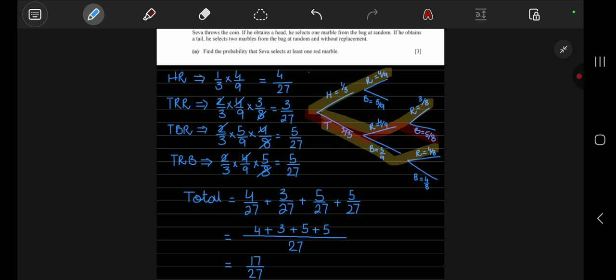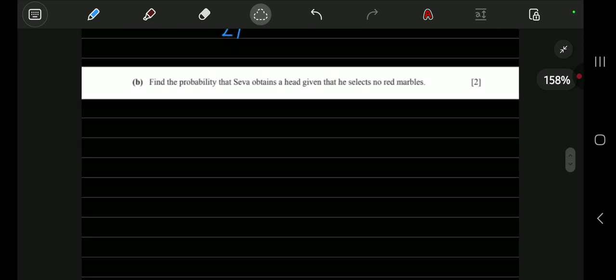Okay, now let's move on to the next part. Find the probability that Seva obtains a head given that he selects no red marbles. So as clearly seen, this is a question of conditional probability. Okay, something is already given and something we have to find. So conditional probability.